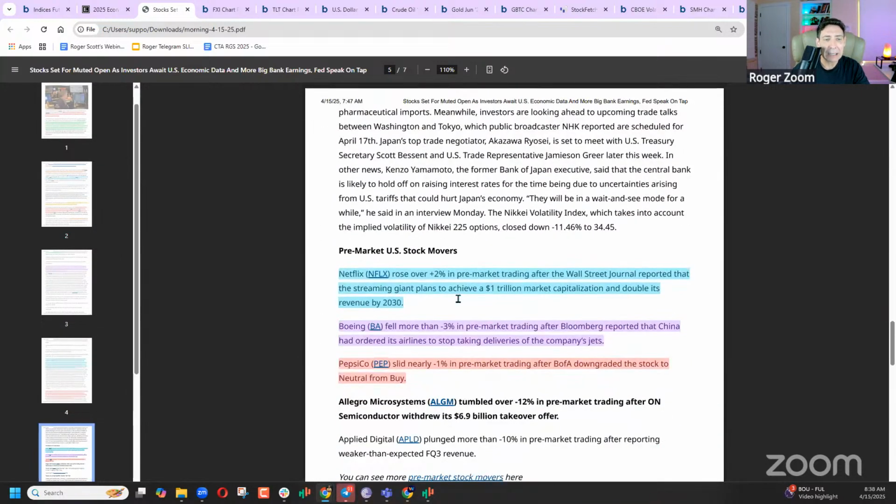All right. Netflix rose 2%. This is just nonsense. This is just them blowing themselves up. The Wall Street Journal reported the streaming giant plans to achieve a $1 trillion market capitalization. And I plan to be the richest guy in the world in 10 years, but that doesn't mean I will be. This means absolutely nothing. Zero. This is them blowing smoke.